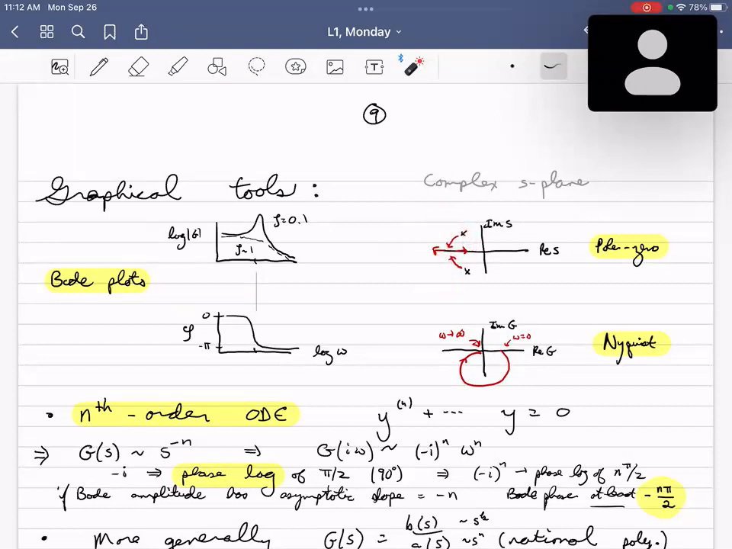And if they're complex, because the coefficients are real in the transfer function, you know from the fundamental theorem of algebra that the roots would come in complex conjugate pairs. If it's overdamped, then you'll have two real roots, and so the imaginary part is zero. So there'll be two points here.